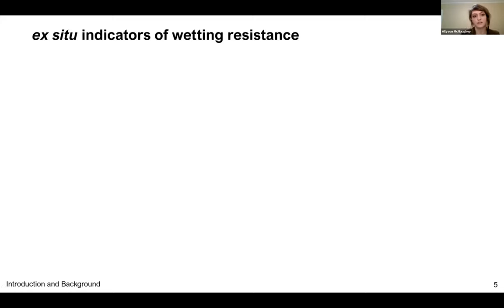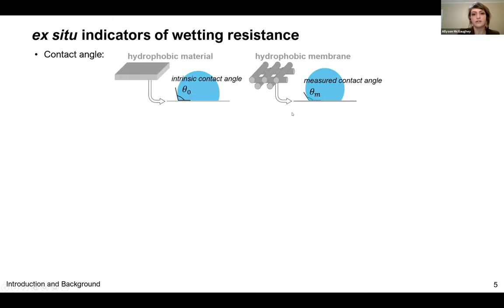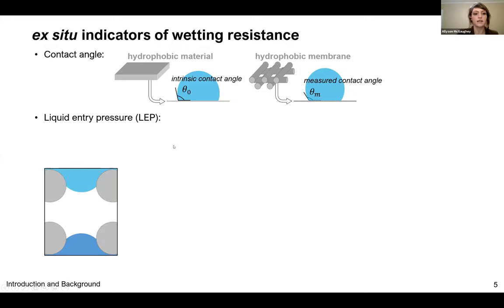So there's a goal to understand the wetting resistance of MD membranes. In many cases, researchers rely on what I'm calling ex situ indicators, referring to parameters that are measured outside the MD process. Contact angle, of course, is used to characterize membrane hydrophobicity. Either the intrinsic or the measured contact angle on the membrane itself are frequently used. And liquid entry pressure, or LEP, is commonly used to characterize wetting resistance. LEP is defined as the minimum transmembrane pressure at which liquid is forced through an unwetted pore.